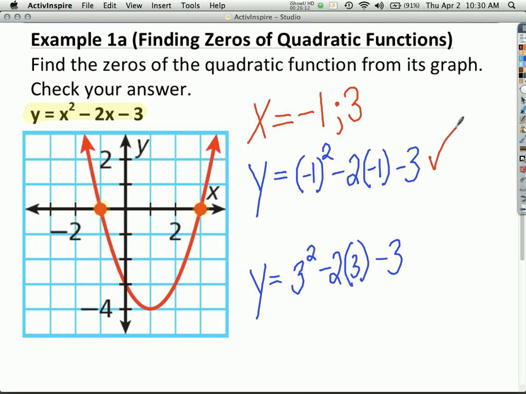Let's try out this one. That's a 9. It's a -6, and that's a -3. 9 and -6 is 3. 3 minus 3 is 0. That one works, which means these are the zeros of the function. Does anyone have any questions on how we did that and how we checked?